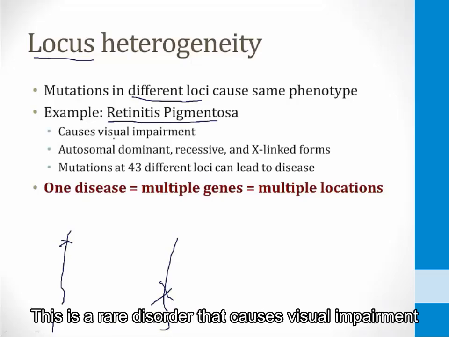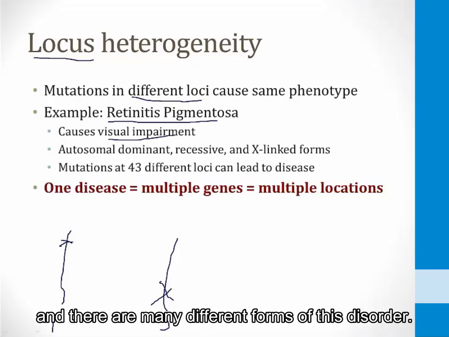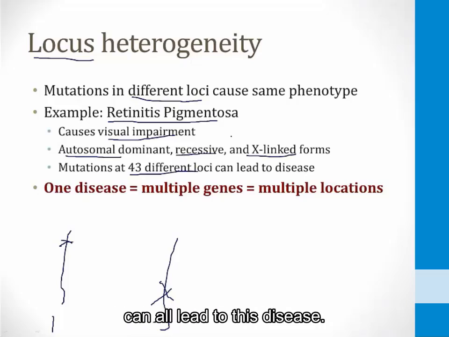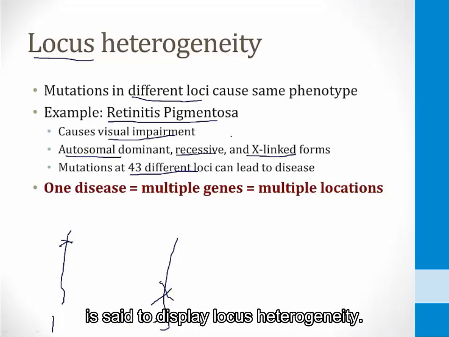And one example of this in clinical practice is retinitis pigmentosa. This is a rare disorder that causes visual impairment, and there are many different forms of this disorder. There's an autosomal dominant form, a recessive form, an X-linked form. It turns out that mutations at 43 different loci on chromosomes can all lead to this disease. Therefore, retinitis pigmentosa is said to display locus heterogeneity.